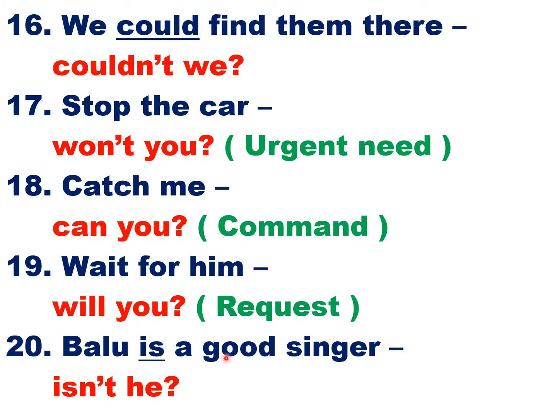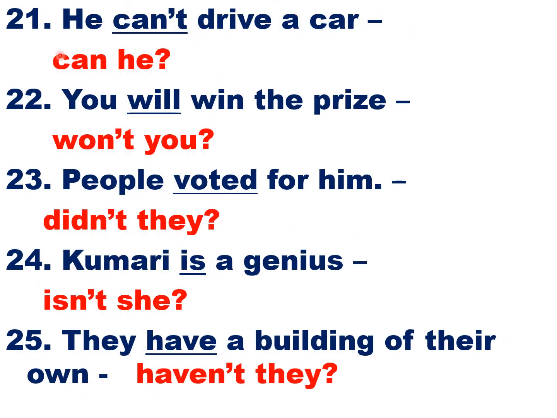Bolu is a good singer. Positive statement, we have the auxiliary is, isn't Bolu. We must not write isn't Bolu. Bolu is a masculine gender, so he. We must use the pronoun he. Isn't he? He can't drive a car. Negative statement, we have the auxiliary verb can, so can he. You will win the prize. Positive statement, will, so won't you.